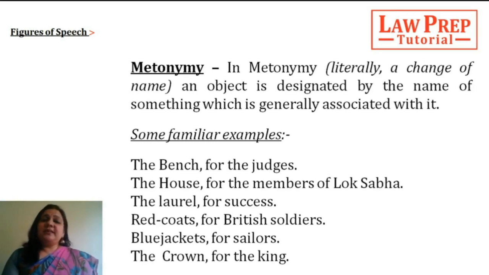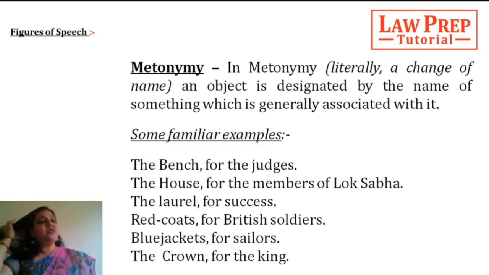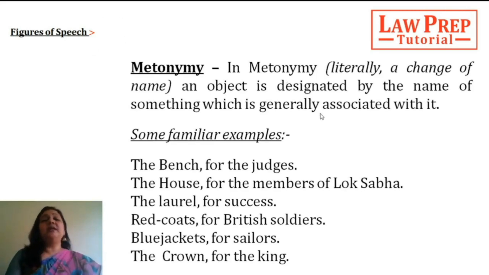Now turning to the next literary device, very, very important, metonymy. It's from the Greek word meton, and there's a root word in this, nym. Nym means name. So it simply means substitution. You do a kind of substitution. So in metonymy, there's a literary meaning, that is a change of the name. The object is designated by the name of something which is generally associated with it. It is not actually the word, it gives a substitute meaning. So some familiar examples that you find here: the bench. The bench is used for the judges. So metonymy is a change of the name, first thing. So there is a substitution. The word is there, but it means something else.